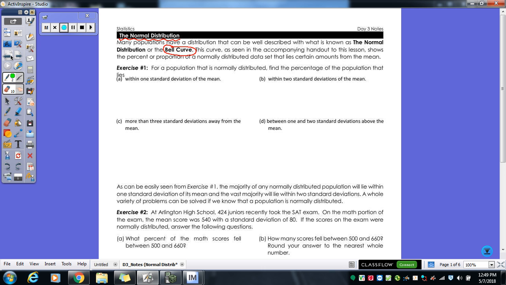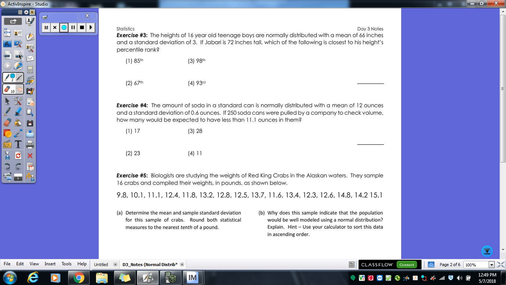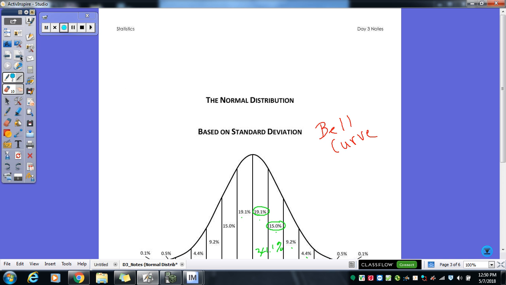All right, so let's go back to our first problem here. For a population that is normally distributed, and as soon as you see that phrase, you should be thinking in your head automatically that means it fits on a bell curve. So for a population that is normally distributed, find the percentage of the population that lies, and then part A wants us to do within 1 standard deviation of the mean. So let's go back to our bell curve. We're going to be flipping back and forth a lot.